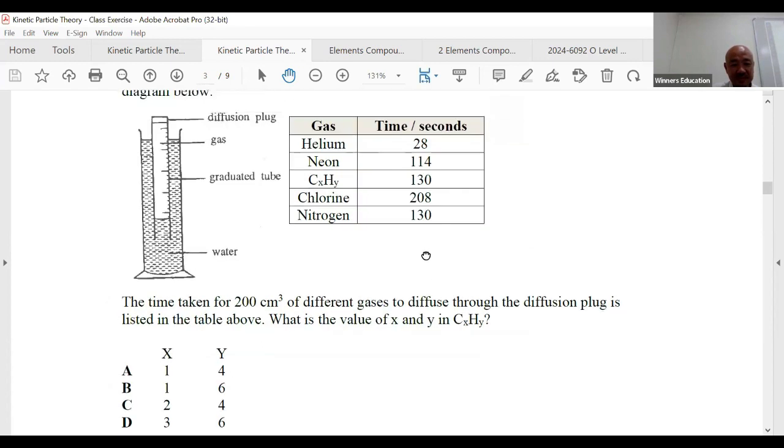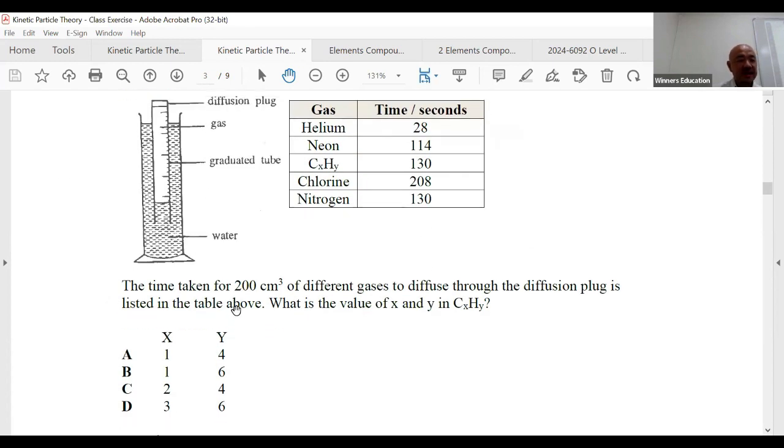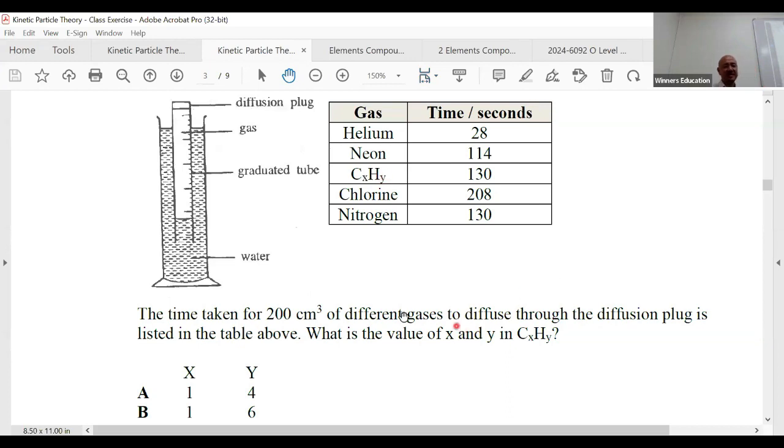Let me get smaller. Okay, the time taken for 200 cm³ of different gases to diffuse through the diffusion plug that you can measure is listed in the table above. What is the value of X and Y in CxHy over here? This is what they're asking, right? What is the value of CxHy?